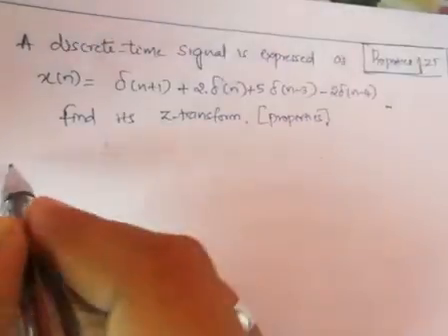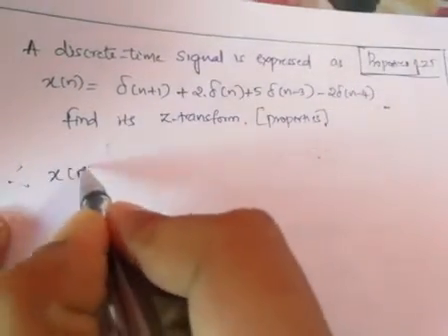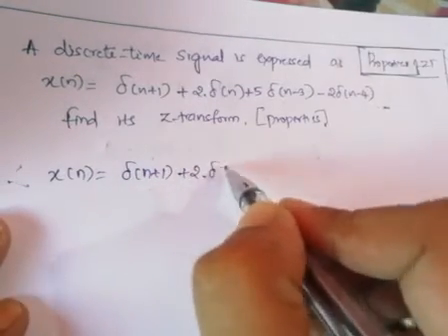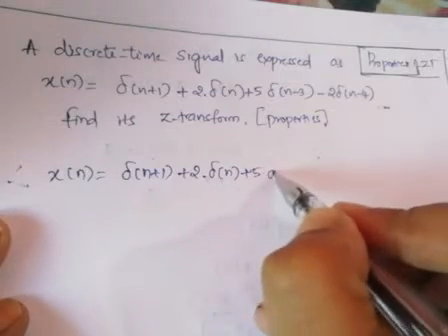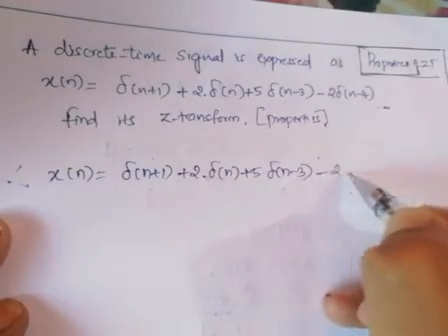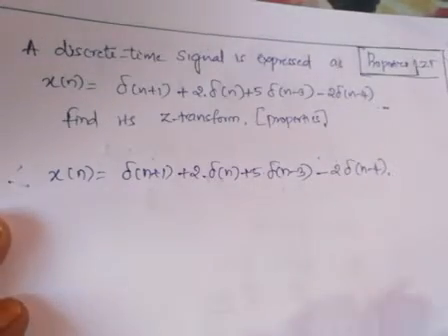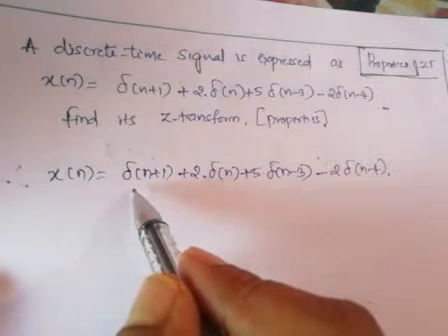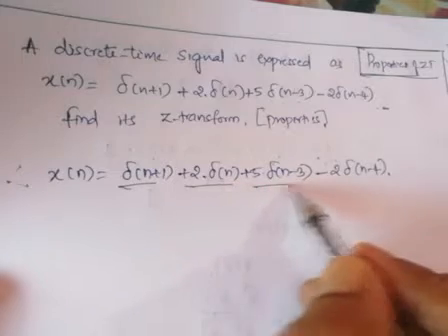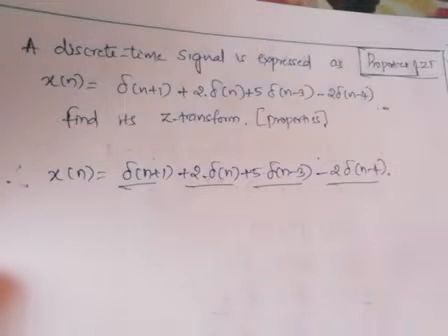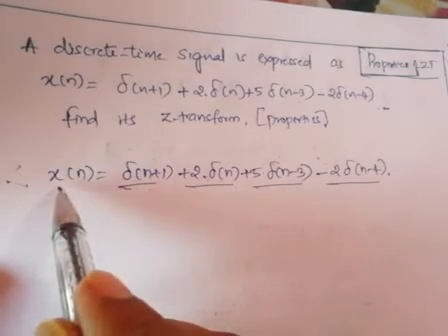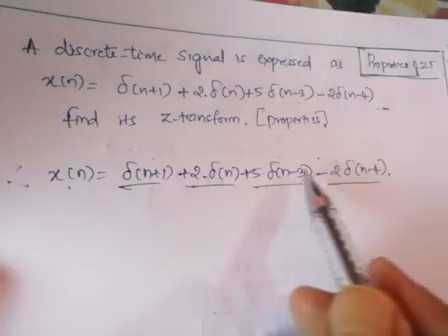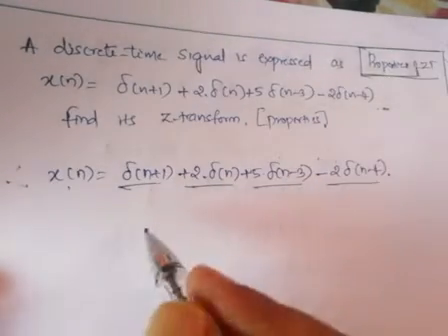First I will write the given sequence as it is. x of n equal to delta of n plus 1, plus 2 into delta of n, plus 5 into delta of n minus 3, minus 2 delta of n minus 4. Now see, from the given sequence we observe that it is a linear combination of sequences: one sequence, second sequence, third sequence, fourth sequence. There are four sequences. If we express the given sequence x of n as a linear combination of some signals, how do we write it?